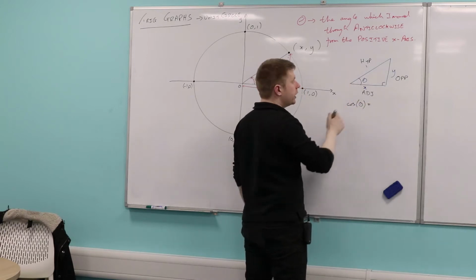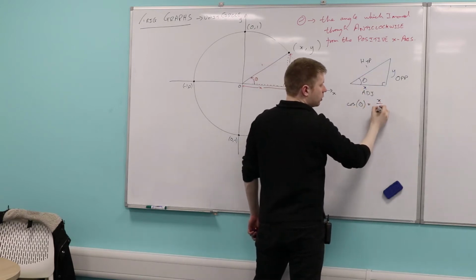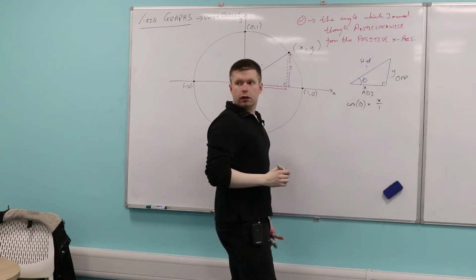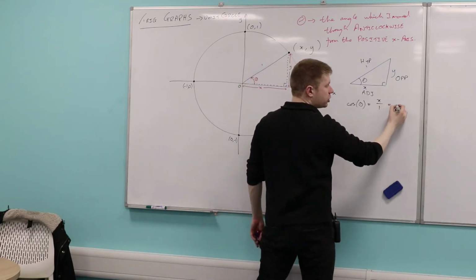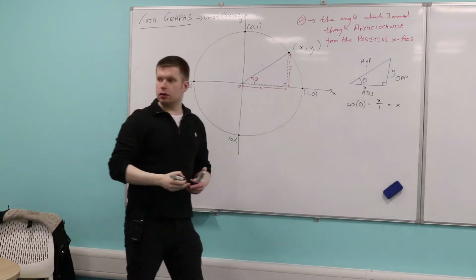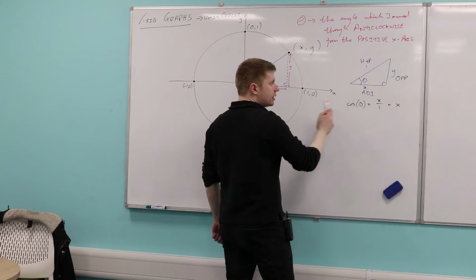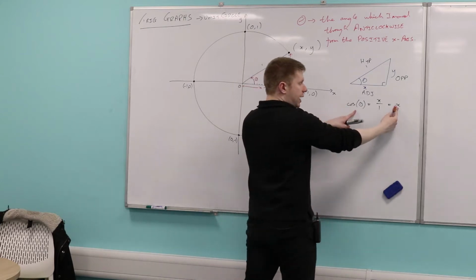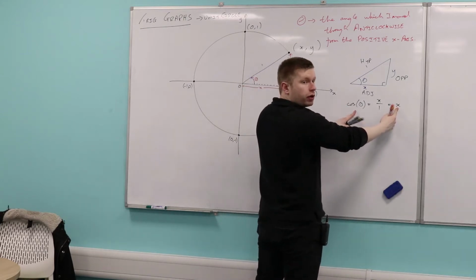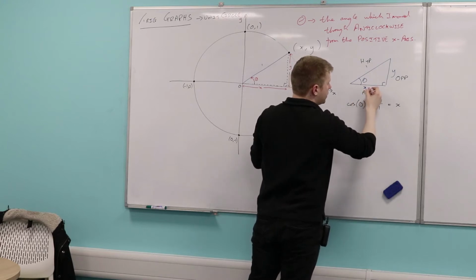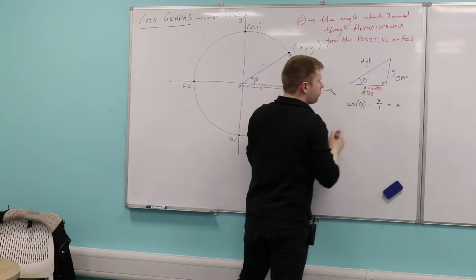So I could say the cosine of my angle, in this case theta, would be the adjacent compared to the hypotenuse. In other words, x over 1, which is just x. So I could rewrite x simply as cosine of theta, because x is simply equal to the cosine of whatever my angle is.